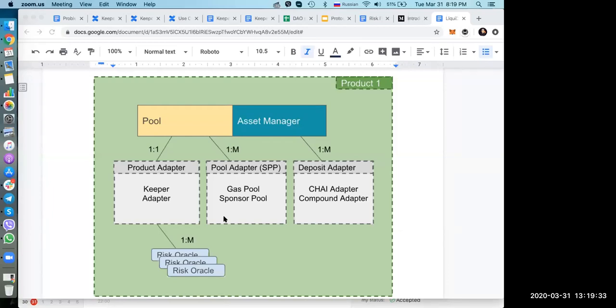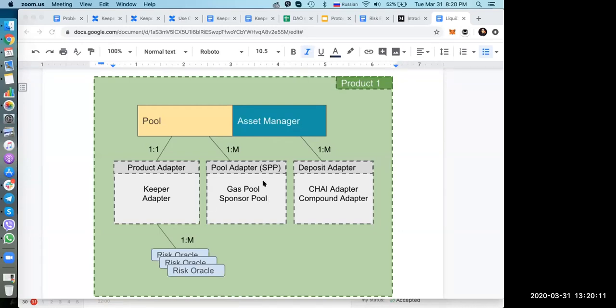It could be the gas pool. The gas pool can actually help to compensate the gas for the keeper, and help to compensate the gas for the asset manager. It could be a sponsor pool. For example, some of the platforms like Maker or DeFi would like to provide the sponsor capital with zero yield, and the sponsor pool can contain these non-profit assets in a separate basket.